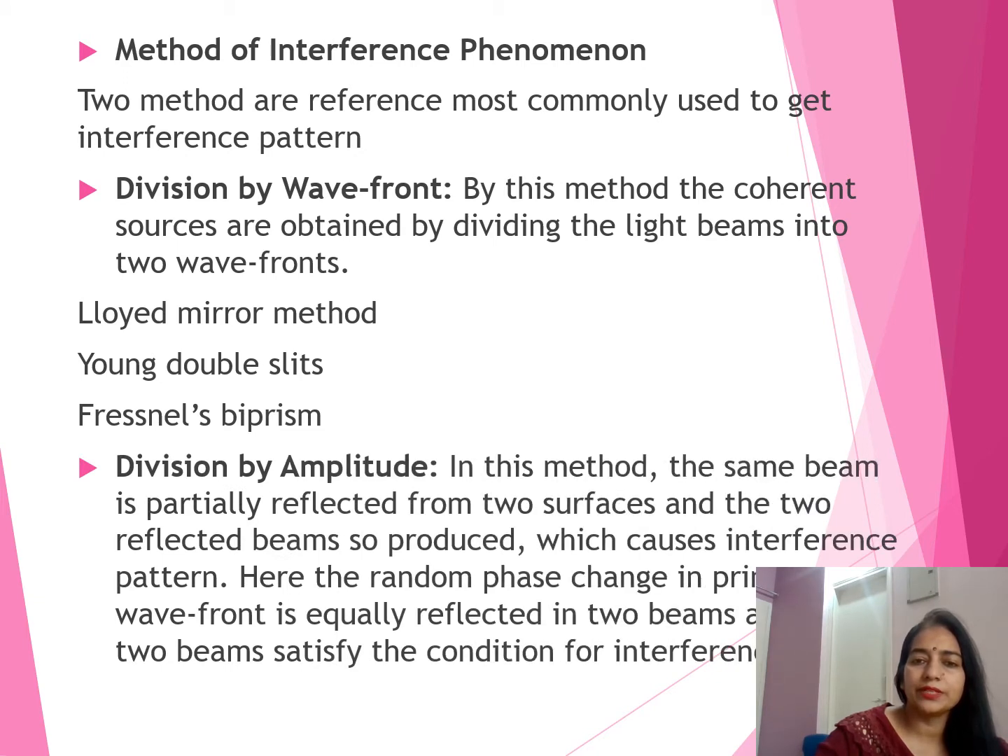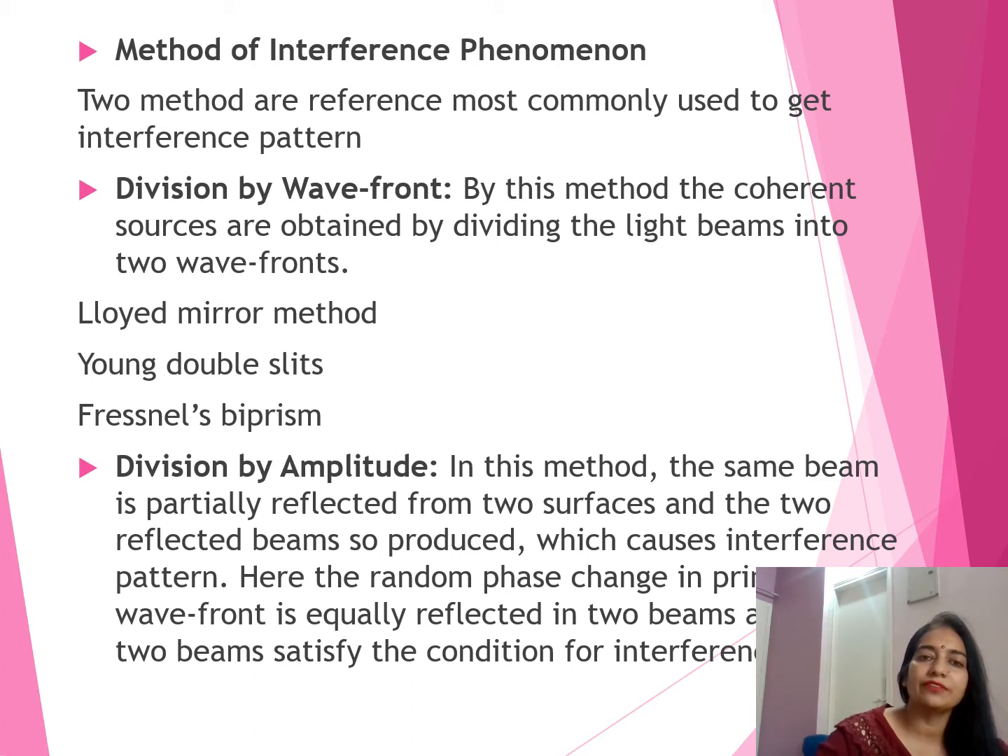Division by amplitude. In this method, the same beam is partially reflected from two surfaces and two reflected beams are produced, which cause an interference pattern. Here, the random phase change in the primary wavefront is equally reflected in both beams. So, the two beams satisfy the condition for interference.